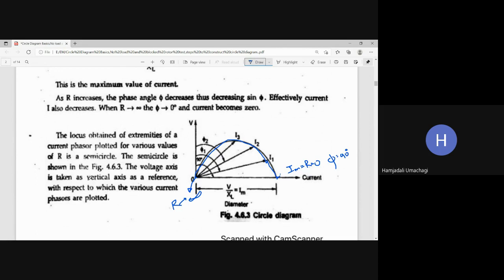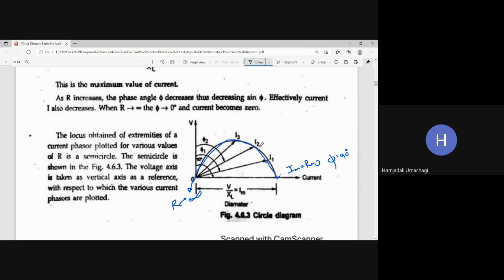The voltage axis is taken vertical as reference. So here the voltage axis comes along the y axis, with respect to which the various current phasors are plotted. So here in this case x-axis is current and y-axis is the voltage. Here voltage is taken as the reference, and for different values of the resistance, that is from R equal to 0 to R equal to infinity, we are going to plot different values of the current phasors.